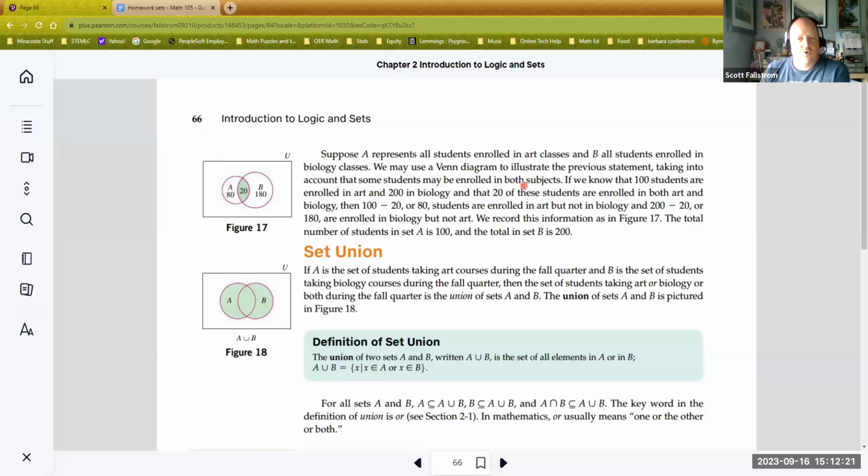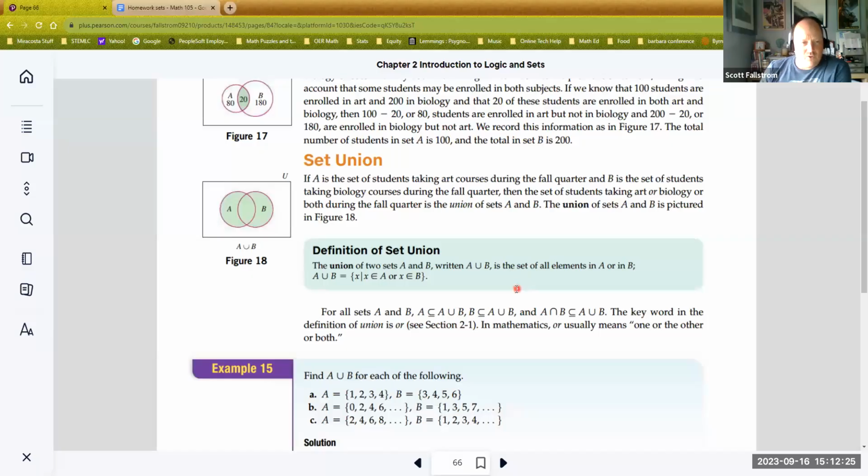So here's a little word problem example. I'm not going to go through that. We'll do one at the end where we work our way through it ourselves, but you're welcome to read through that one. I think it's a reasonable one.